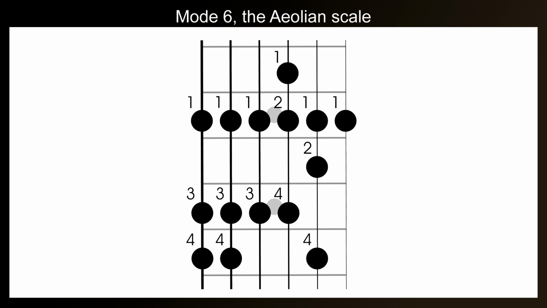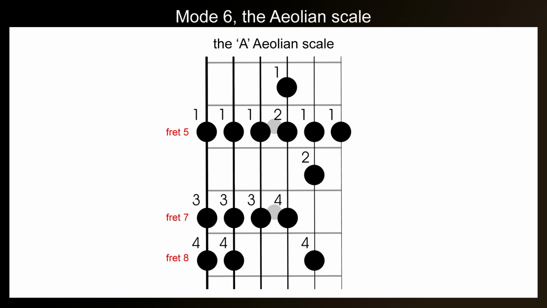The Aeolian scale is exactly the same as the natural minor, and this scale is used an awful lot. Because of this, it's worthwhile learning this scale particularly well if you can. Today we're going to look at the A Aeolian scale, and that's because, as with the previous scales we've covered, it's in the key of C major.